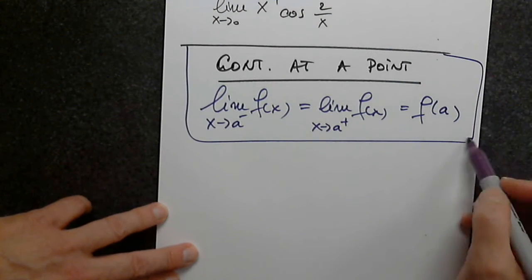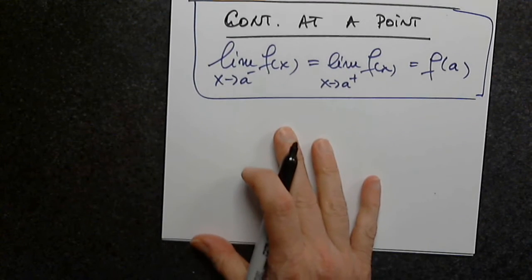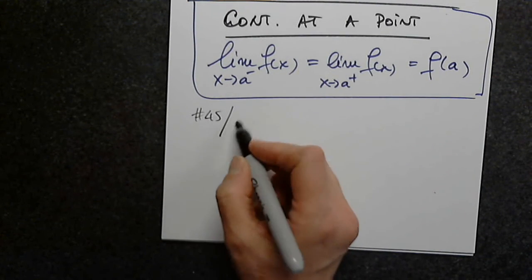This is an extremely important definition. Continuity at a point. The limit from the left equals the limit from the right. They both exist. They are the same, and they furthermore equal the function value at that point. Excellent. So here is the following problem, 45, on page 129.